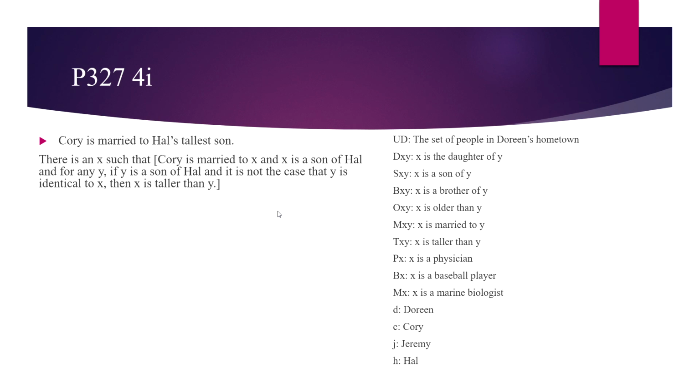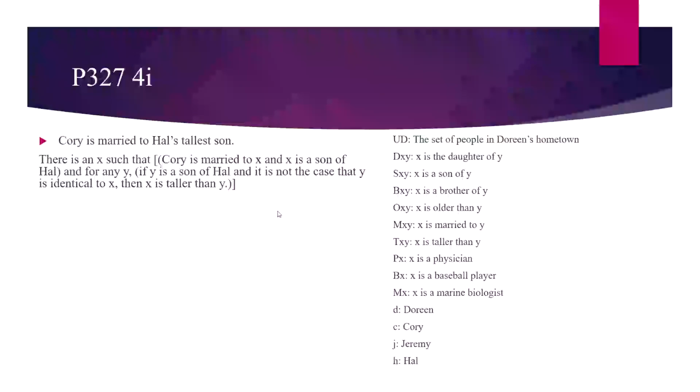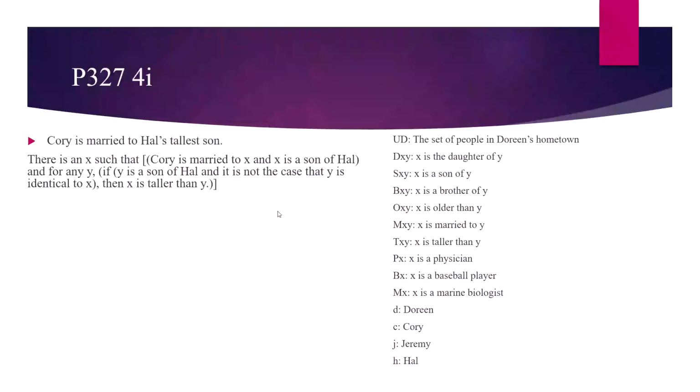So again, we need to add our brackets and parentheses, putting everything in the scope of that existential quantifier, and then our parentheses around those conjunctions to make sure everything goes right. And then we get this, right? There is some x such that Corey is married to them and they are a son of Hal. And for any y, if y is the son of Hal and y isn't identical to x, right? So for any son of Hal that's not this same person, x is taller than y. So it's very similar to the older than oldest cases we just talked about.